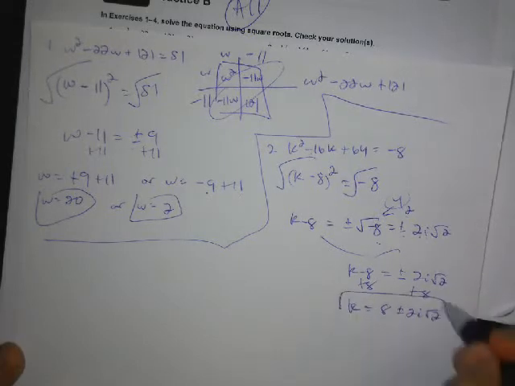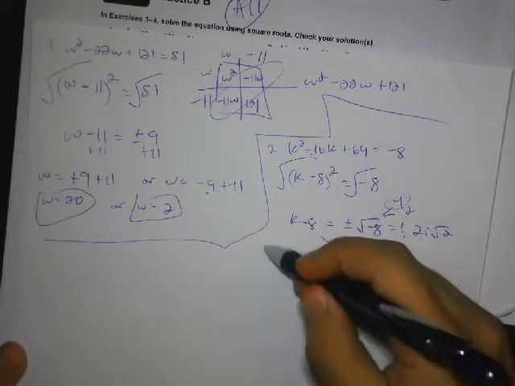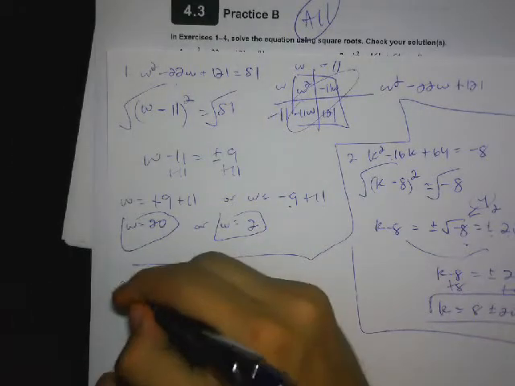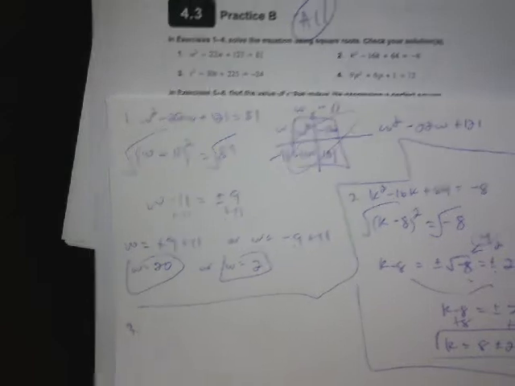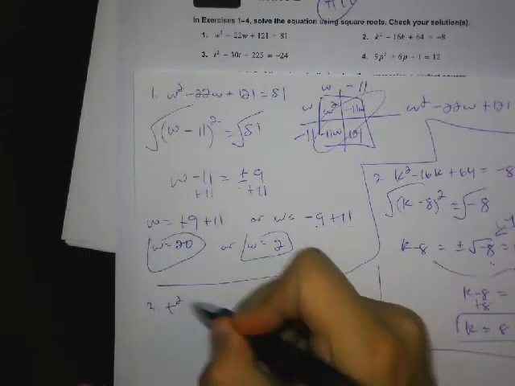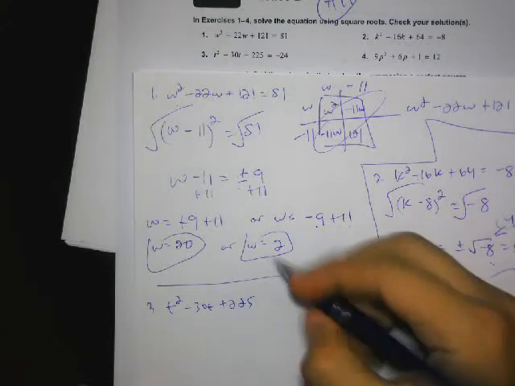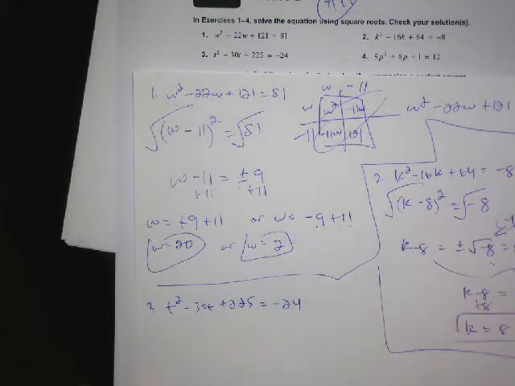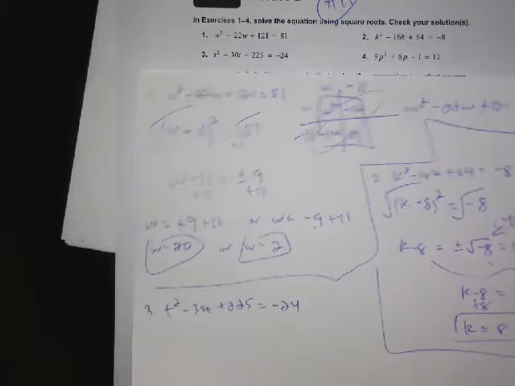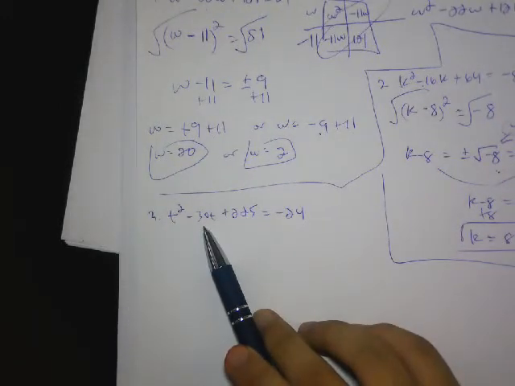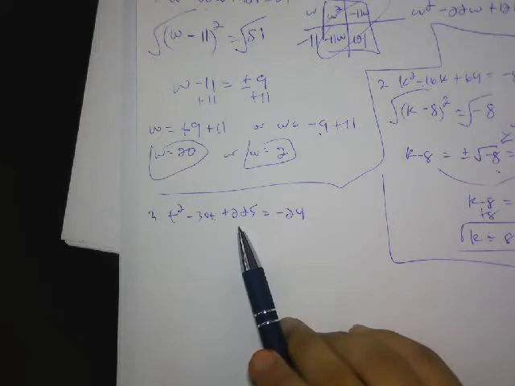Alright, number 3. Number 3 says t squared minus 30t plus 225 is equal to negative 24. Alright, so the same thing here. Half of 30 is 15, and then the square root of 225 is 15. So this becomes t minus 15 squared is equal to negative 24.